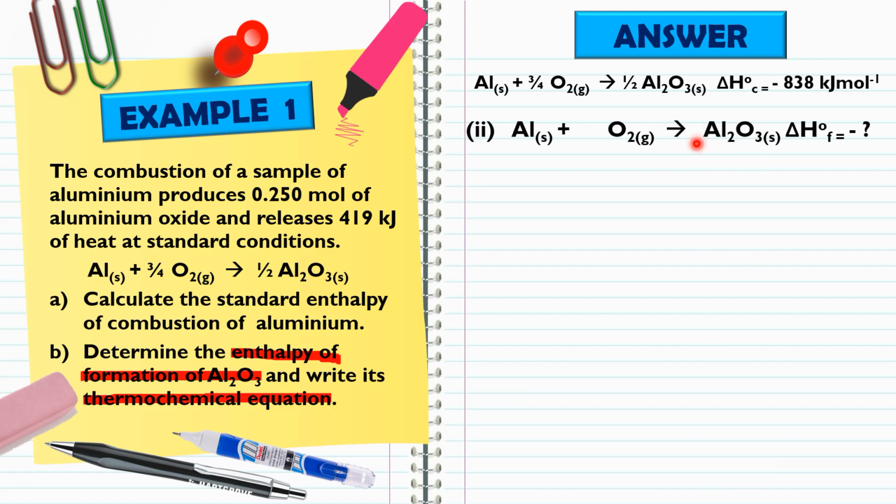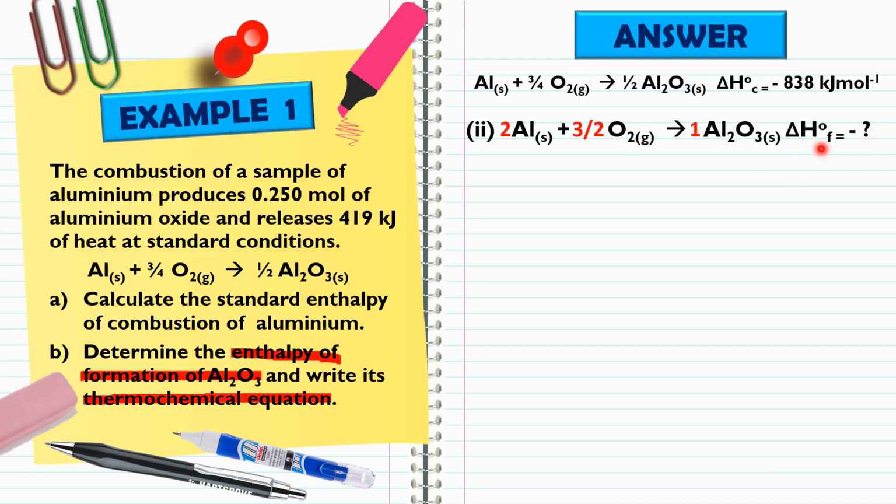So 1 mole of Al2O3 is produced from its elements in their stable states. For example, aluminium, the stable state for aluminium is solid and the stable state for oxygen is O2 gas, and the product side should be 1 mole. So therefore, you have to balance the right-hand side and it becomes like this. So we want to find out the value of delta H naught f.